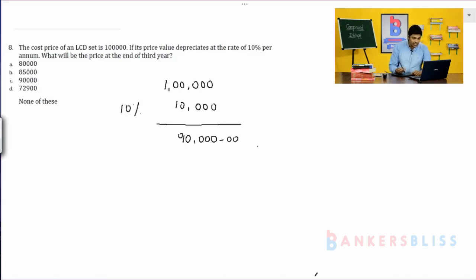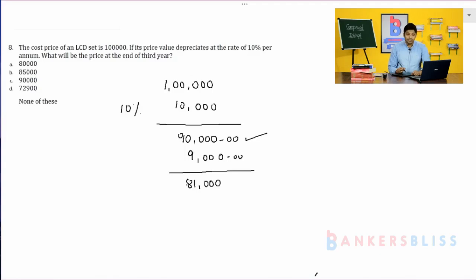Again 10% reduction on this amount 90,000. So, 10% of 90,000 is 9,000. So you are going to end up with 81,000. So after 2 years, after reducing, you got 81,000. Initially it was 1 lakh, now after depreciating you got 81,000 after 2 years.